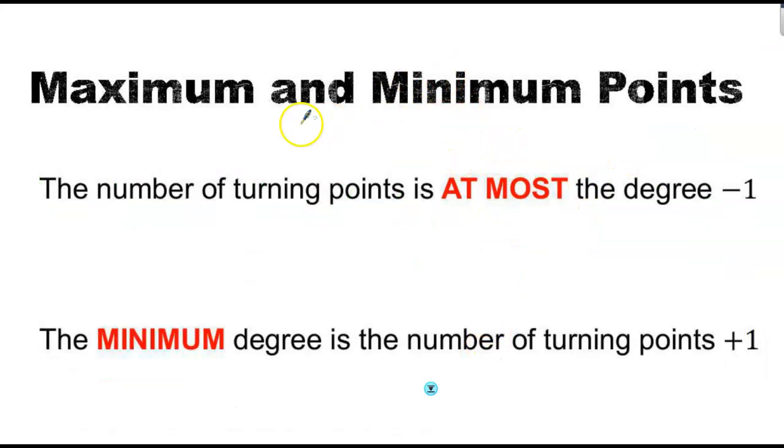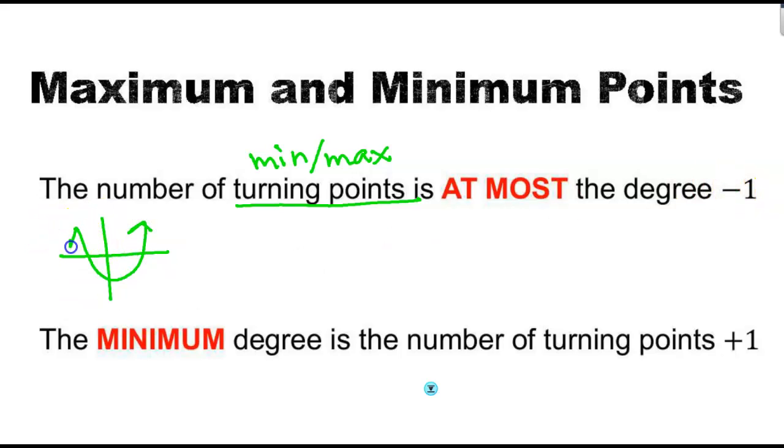Here's some more information about minimum and maximum points. The number of turning points, or min/maxes, that occur in a graph is at most the degree minus 1. So for example, if I had a little quadratic here, if I had x squared, notice how it only has one minimum because the degree is 2 and I subtract 1, so it only has one turning point. Conversely, the minimum degree is the number of turning points plus 1. Don't forget what degree means. It's the highest power of your polynomial.